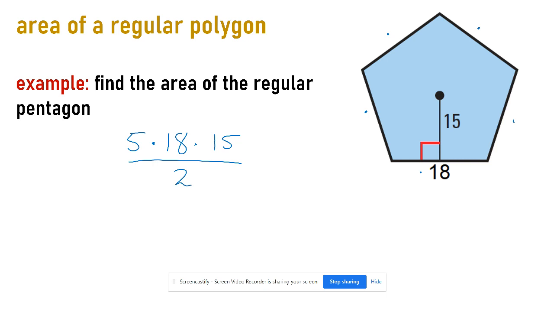Again, I like to work this out by simplifying where I can. So I've got 18, that's an even number. I can divide it by 2, divide the bottom by 2, and that gives me 9. So now I have 5 times 9 times 15. So 5 times 9 is 45 times 15. And I will go ahead and put this into a calculator. Gets me 675. So the area of this pentagon would be 675.